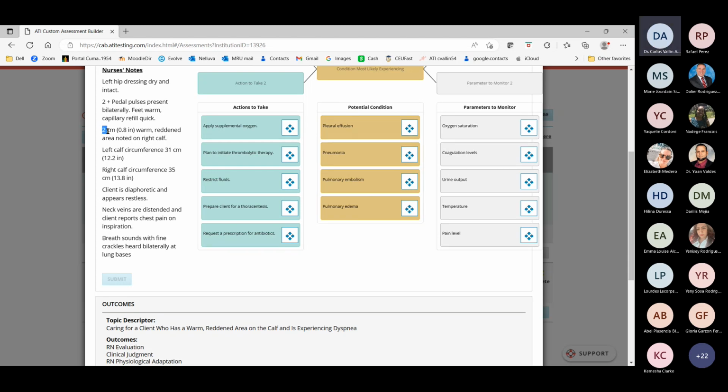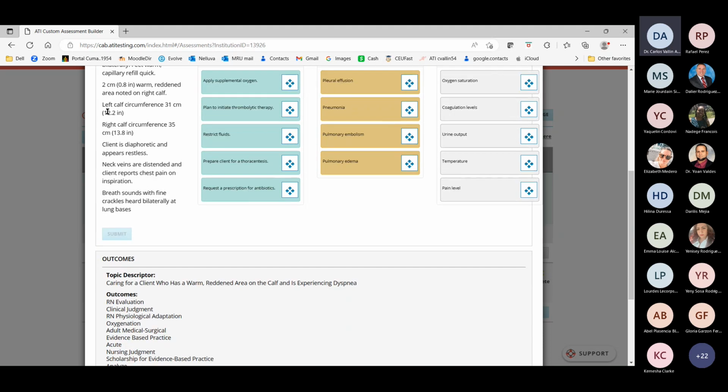This is not expected. Why is there an area that is red and warm in the calf? Okay, for some of us, like me, that English is not the first language, this is la pierna, la parte de atrás de la pierna, okay, calf, la pantorrilla. Left calf circumference 31 centimeters, right calf circumference 35.